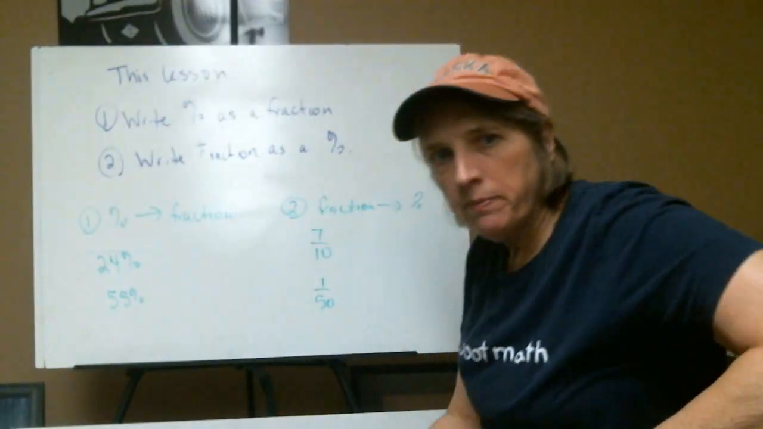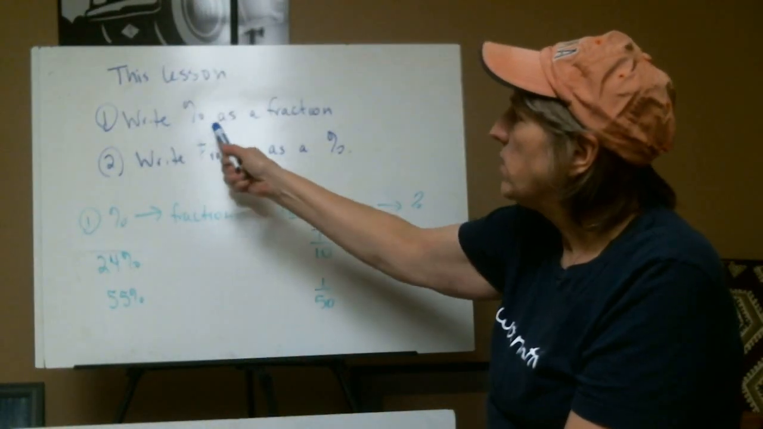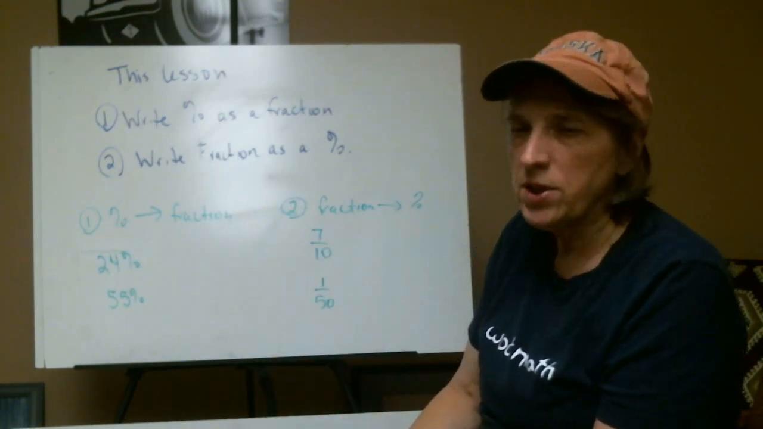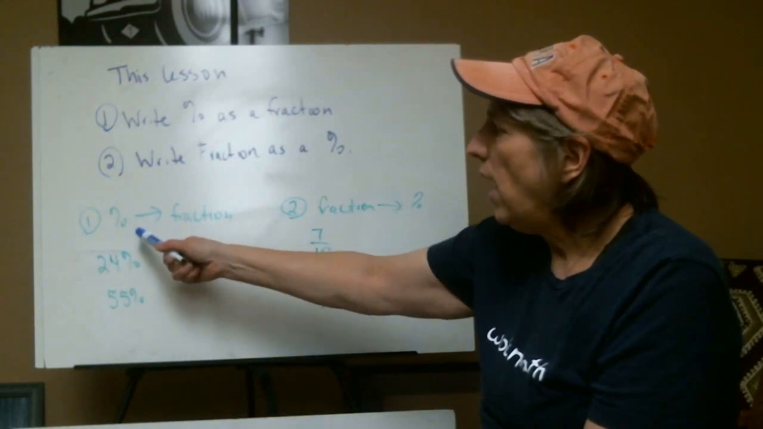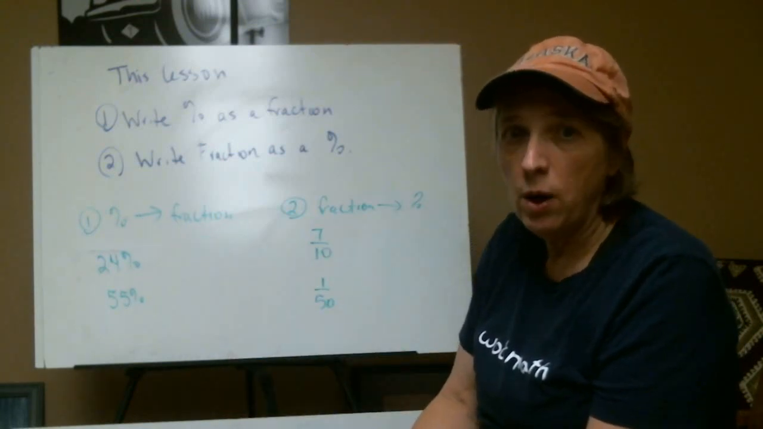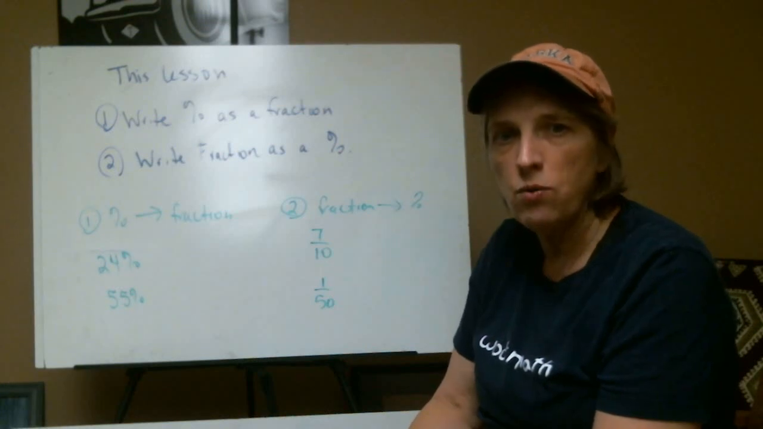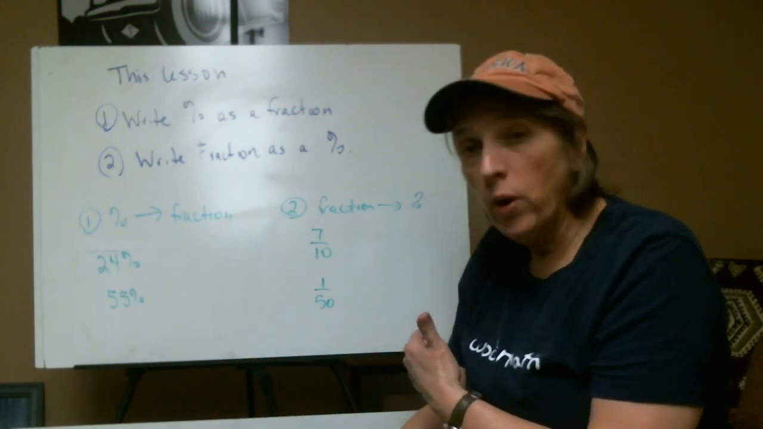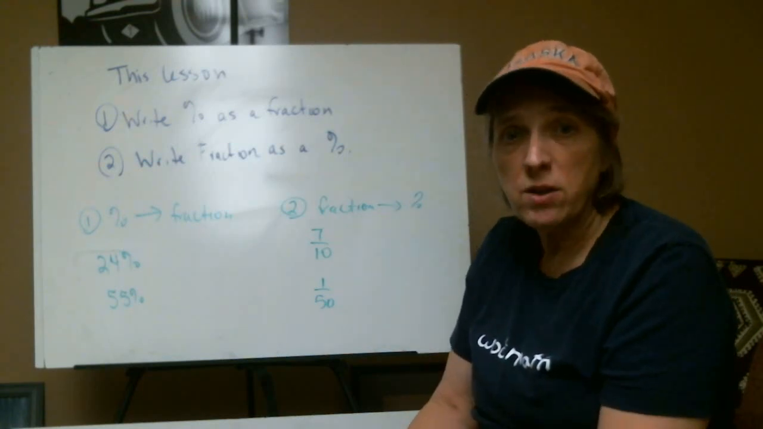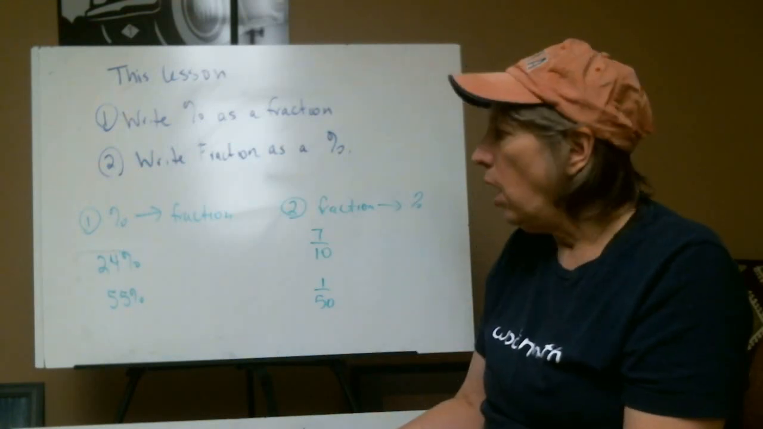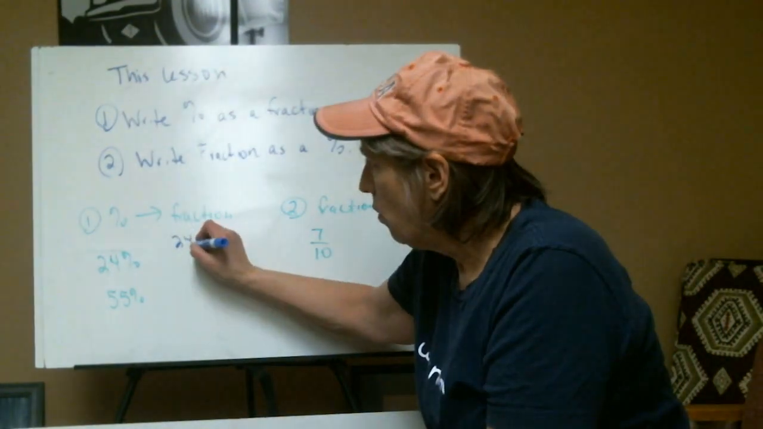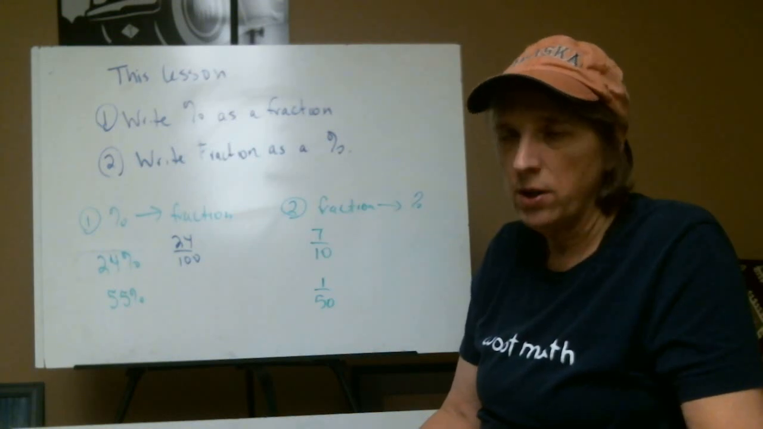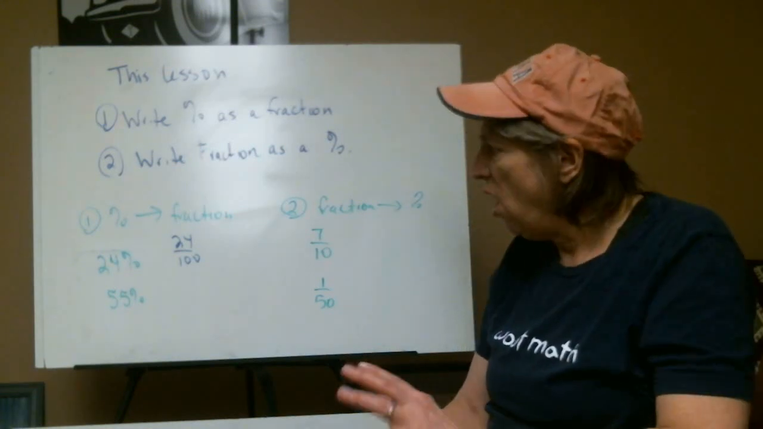In this lesson, you're going to write percent as a fraction, and then you're going to write the fraction as a percent. So here we go. How do you change a percent into a fraction? Well, what is percent always written over? Remember the first board I showed you? When we had 22%, how could you write that as a fraction? Over 100. So this would become 24 over 100. So to write any percent as a fraction, you always write it over 100, always.